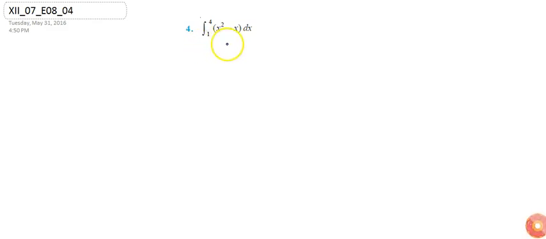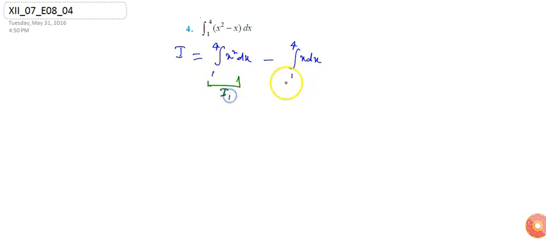If I separate both the integrations, I'll get I equals integration 1 to 4 of x square dx minus integration 1 to 4 of x dx. So let's say the first is I1 and the second is I2. We need to find the values of I1 and I2 using integration as limit of sum. So let's take I1, which is integration 1 to 4 of x square dx.